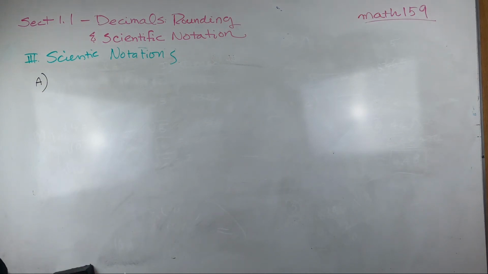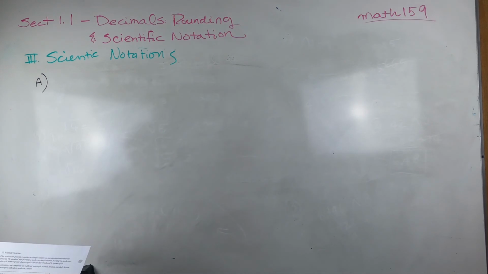Then the standard way of writing a number in scientific notation is writing the number as a product of a number greater than or equal to 1 but less than 10, followed by a power of 10. You say, what the hell are they talking about? Okay, so let's visualize it.